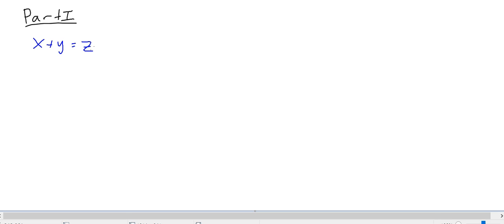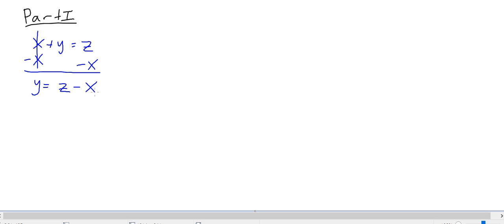We want to get y alone. How would we do that? The only thing that's attached to the y is an x. So if we just subtract the x from the left-hand side, it'll cancel it out. And since we're subtracting something from the left-hand side, we have to subtract it from the right-hand side also. So y is equal to z minus x.